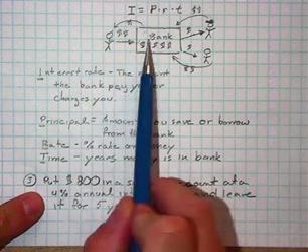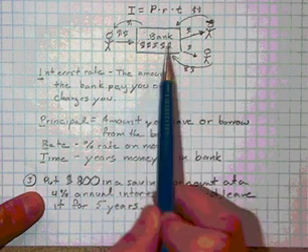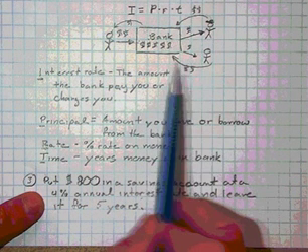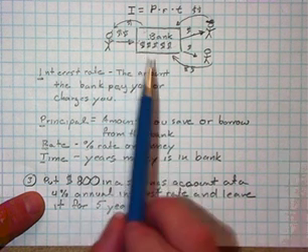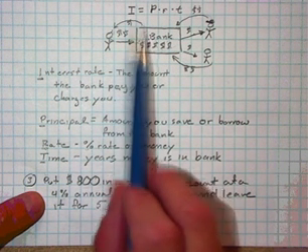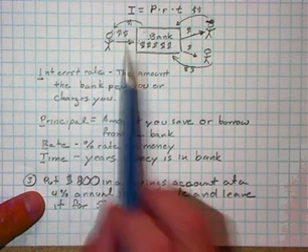So we put in $800. The bank is going to use it. They're going to lend it out. They're going to get money back on it. They're going to do all this stuff. And every single year, they're giving you 4% back.